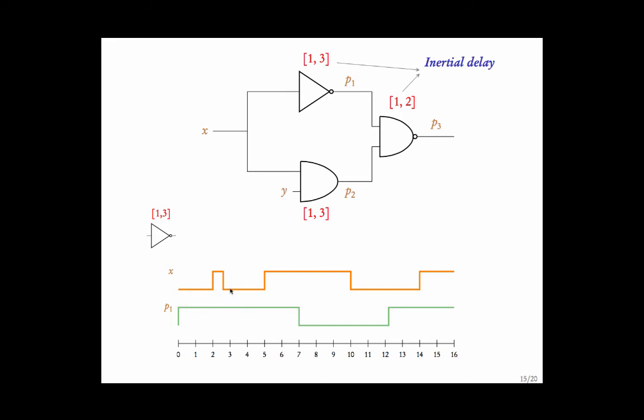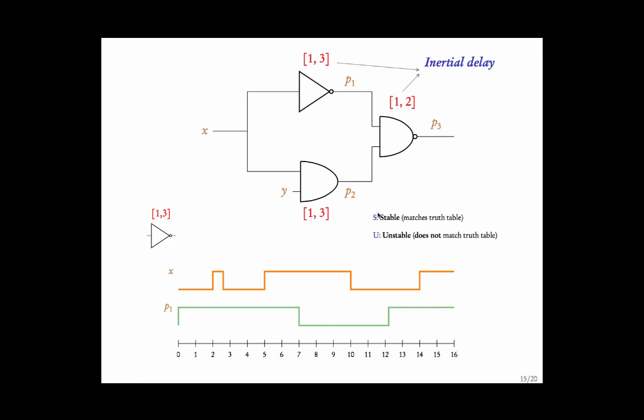And now x becomes 0 again. So P1 is still 1. Now you see x becomes 1, and it's staying at 1 for more than one time unit. So within 3 time units, P1 should change. So P1 becomes 0. As x becomes 1, P1 becomes 0, and now it stays here. Yet again, x changes and the signal persists for at least 1 time unit, and within 3 time units, P1 becomes 1 and so on. Okay, I hope you understand what inertial delay is.